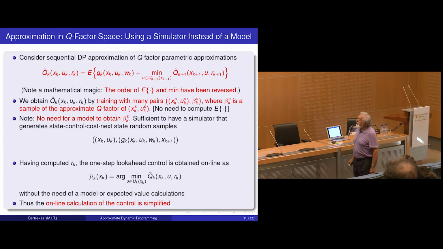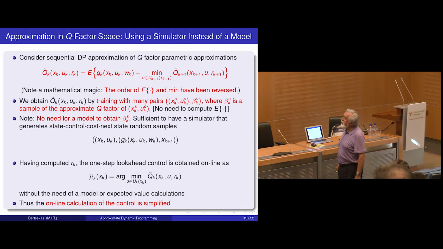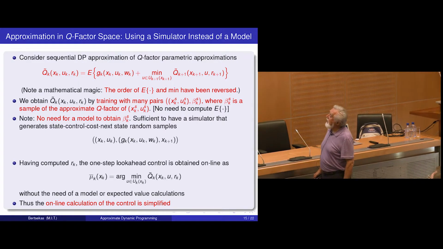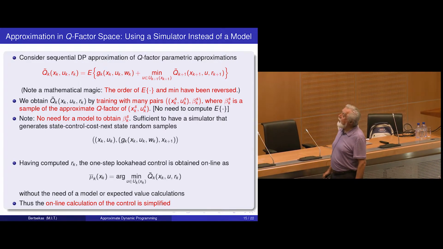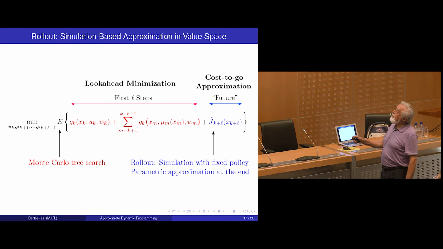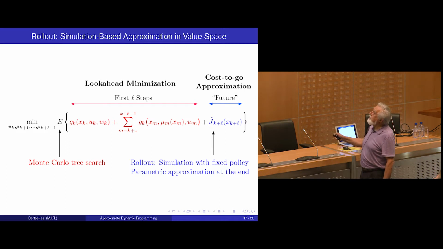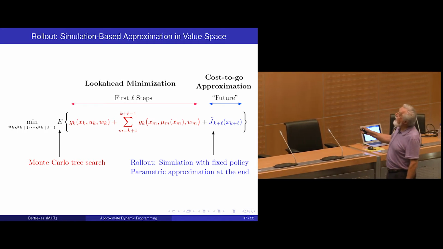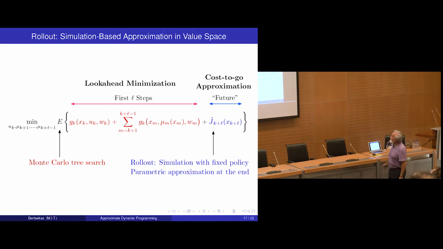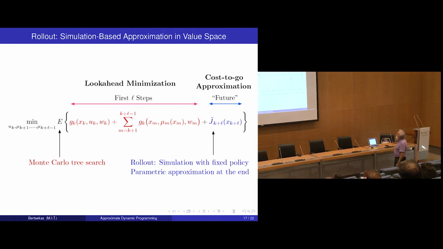Okay, so that's all I have to say about model-free approximate dynamic programming with Q-factors. And now let's go into another method for cost approximation, which is rollout. Rollout is a simulation-based approximation in value space. So again, we have the same approximation in value space diagram. We have a look-ahead minimization that involves a number of steps, one or more, and we have a cost approximation at the end, which summarizes the future. It's an approximation of the tail problem that starts at this state.